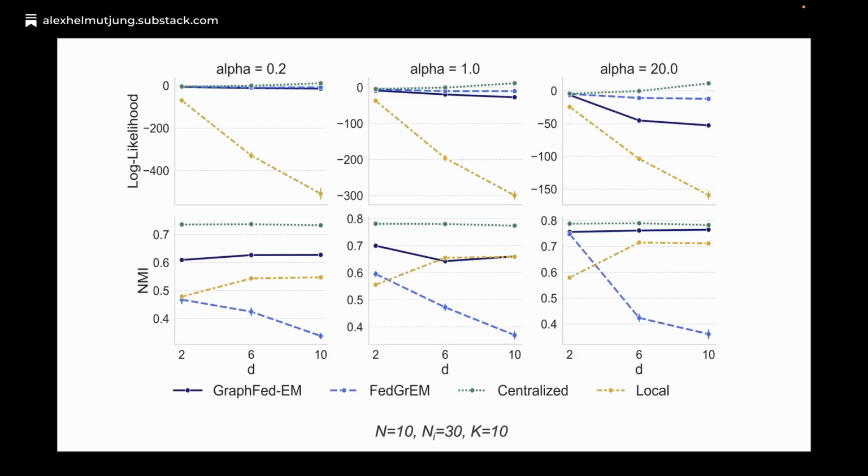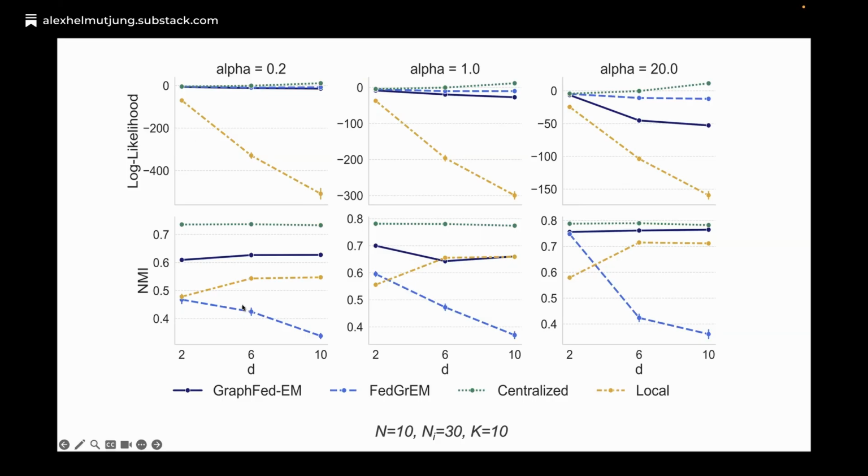So again, if we look at the results, here we have this alpha parameter, which controls how the data is split. The lower alpha corresponds to high label skew, and the high alpha corresponds to low label skew, or more of an IID condition. We can see that the local training has a very unfortunate log likelihood plot. It's not performing very well when it comes to computing the likelihood.